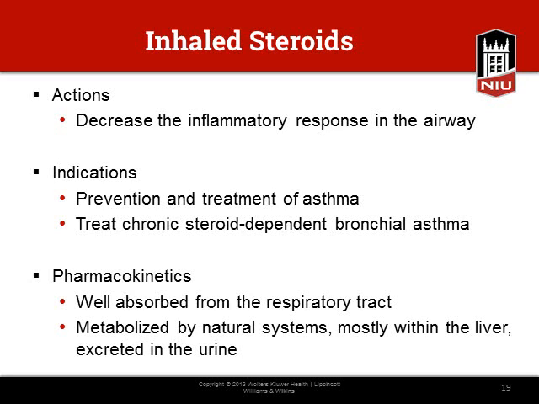Again, going back to our inhaled corticosteroids, the indication is prevention and treatment of asthma and to treat chronic steroid-dependent bronchial asthma. Keep in mind this is maintenance. This is not your short-acting beta agonist. This is not going to be used to terminate an asthma attack in progress. Pharmacokinetically, it's well absorbed from the respiratory tract, metabolized by natural systems in liver, excreted in urine.